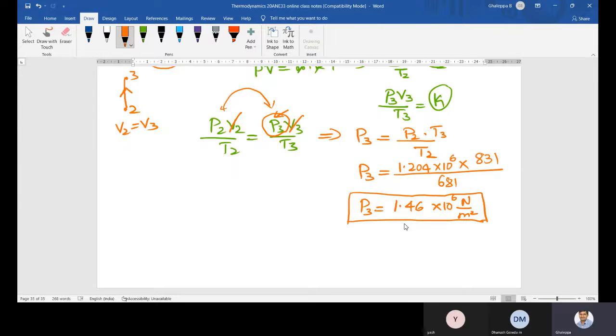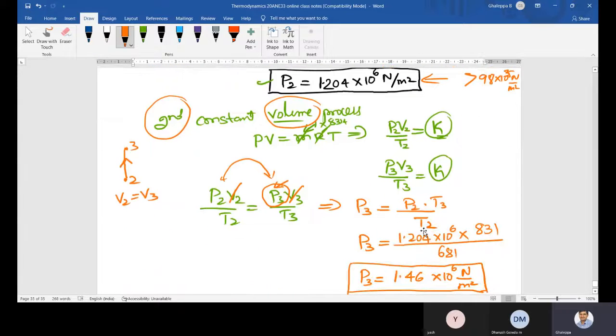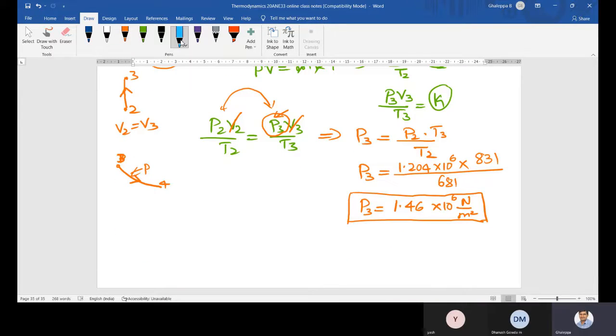Now P4 we need to calculate. To calculate P4, again I will use the 3 to 4 process. 3 to 4 is isentropic expansion. What is the equation I will use? A simple equation: P V to the power of gamma is equal to constant. This equation you write at point 3, P3 V3 to the power of gamma is equal to constant. Same equation you write at point 4, P4 V4 to the power of gamma is equal to constant.